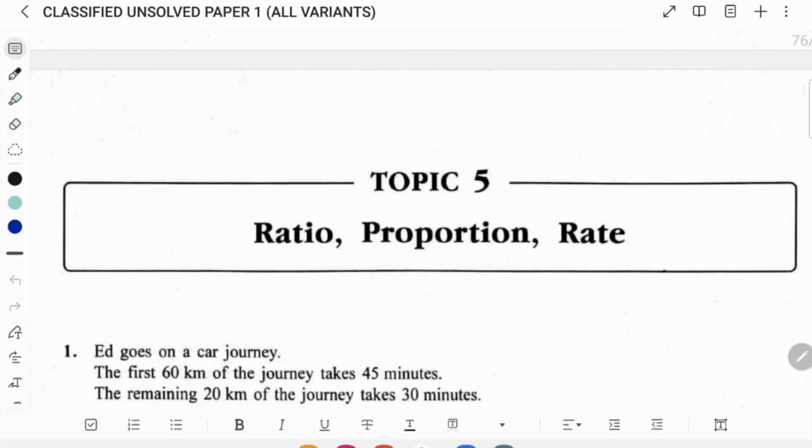All right, it's a very easy topic, and we'll do a few questions of distance, time, speed. Then we'll do the questions of ratio, and in the last we'll do some questions from scales and map.